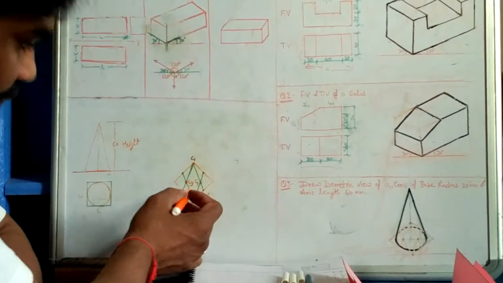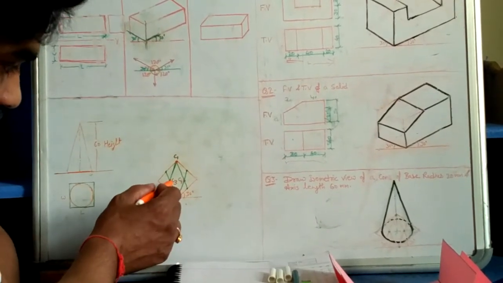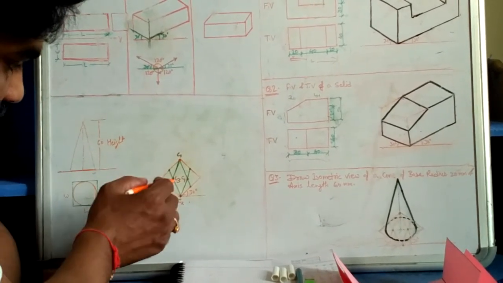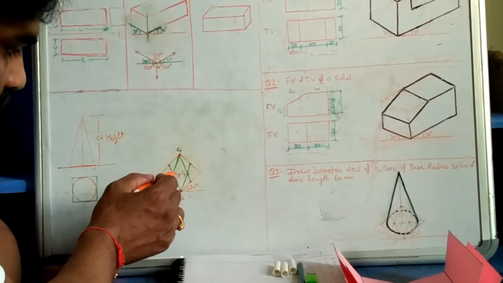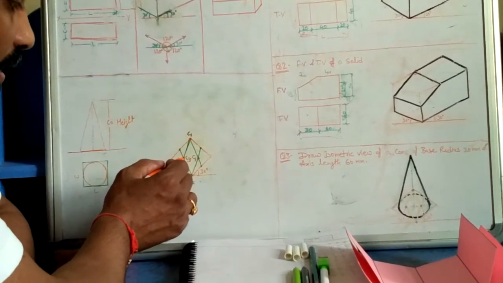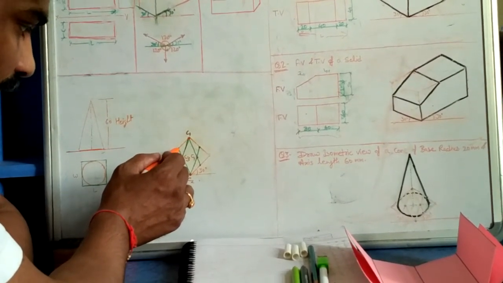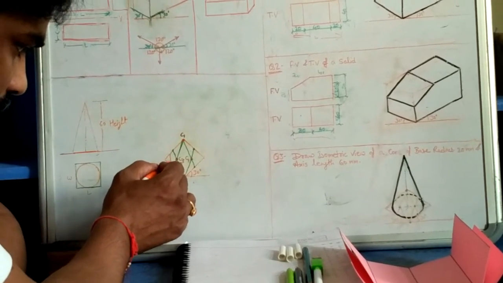Then, take your compass and keep the needle point at C3 as a center. C3 to this much, both will be equal length. Take C3 to this much as a radius and draw an arc like this.